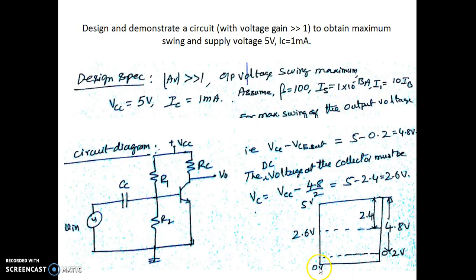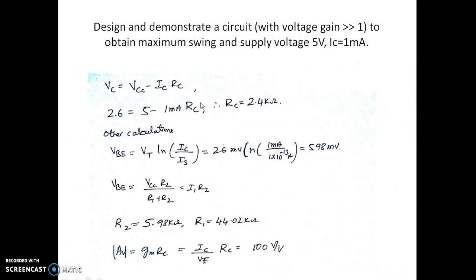Here, if you consider 0 to 5 as the available swing, and this 0.2 is to keep the transistor out of saturation, the left out voltage is 4.8, so half of 4.8 happens to be 2.4. If you subtract 2.4 from 5, this happens to be 2.6, meaning the collector voltage should be at 2.6, so that the output voltage will have a maximum swing. So to have the collector voltage at 2.6 with a collector current of 1 milliampere, we are supposed to have the value of RC to be 2.4 kilo ohms. So that's why it is given over here.